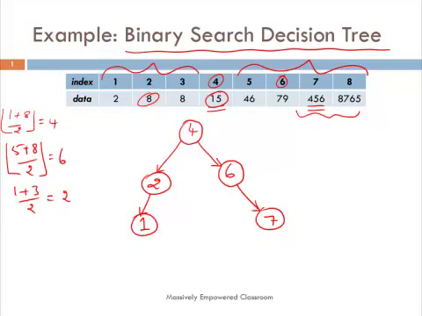So each of these nodes indicates a midpoint that results from one of the recursive calls to binary search. The interesting thing is to analyze the height of this tree. What is the height of this tree?